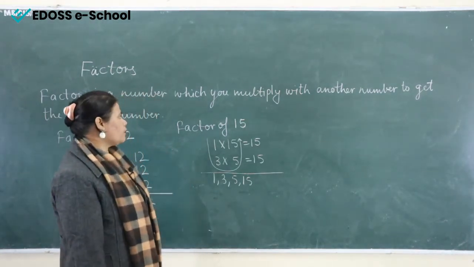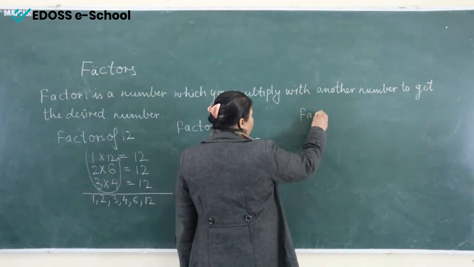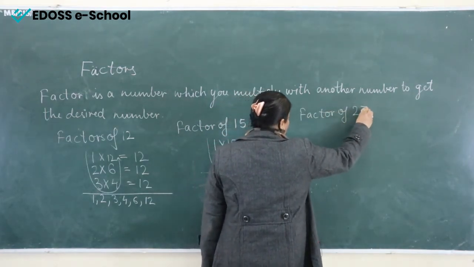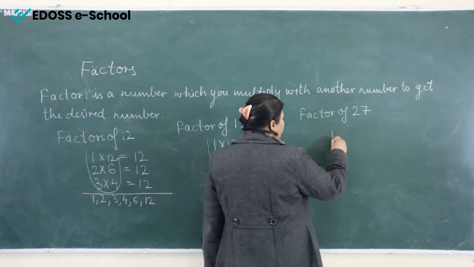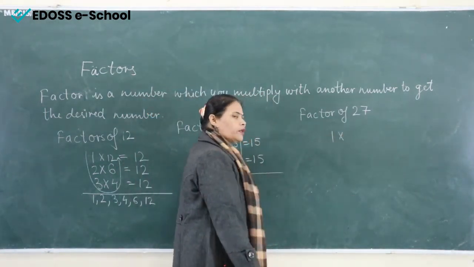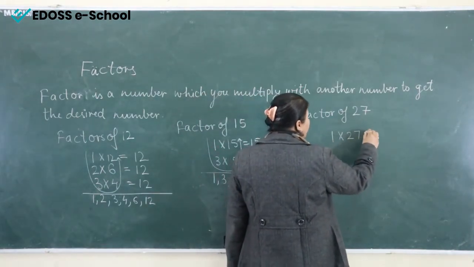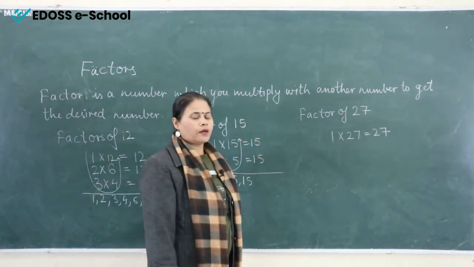Right class? Now come to the next. Again I will take another example, that is factors of 27. 27 is a number, and again we will start from 1. Without any thinking, you just write down 1 here, and 1 multiplied with 27 gives the desired number 27. Now come to the next number, 2.